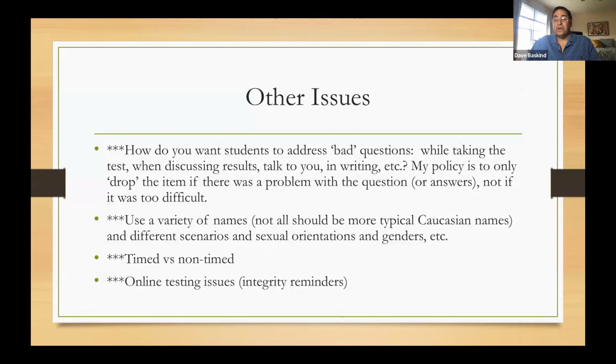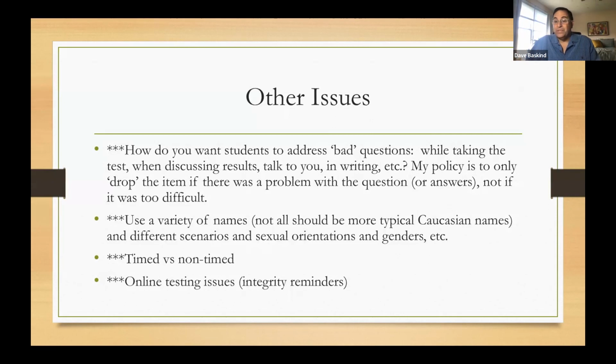I've heard of some instructors saying that if you have a problem with a test item, you've got to put it right there on the test. You've got to write that somewhere that, hey, item number 5 was confusing. Others want the students to discuss it when they hand it in, or to talk about it later that day, or to email them, or whatever your policy is, just give it a little bit of thought of how you want students to address bad items.